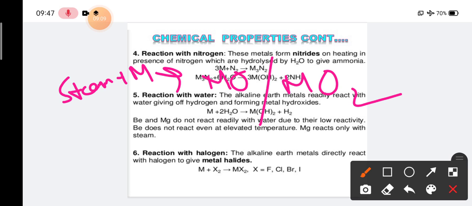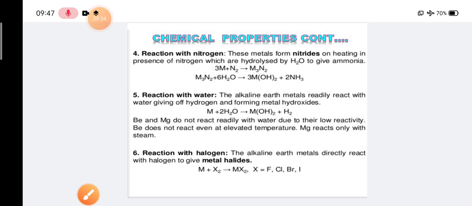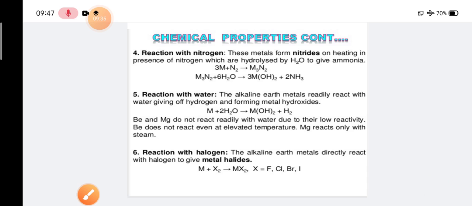So only when the steam, the water vapor, is reacted with metals, will it form a metal oxide. Other than that, in the case of hot water or cold water, it doesn't matter, it will only form metal hydroxide. Okay, so the last reaction of today's topic is reaction with halogens.